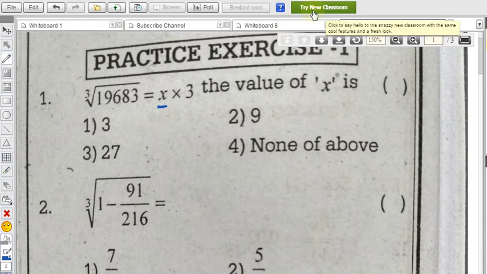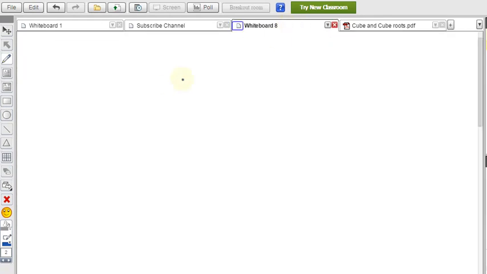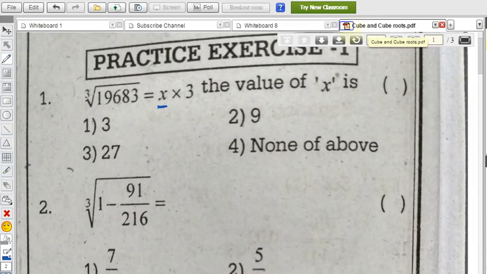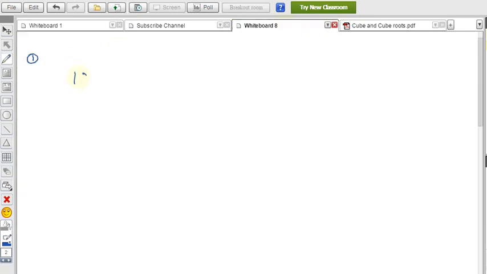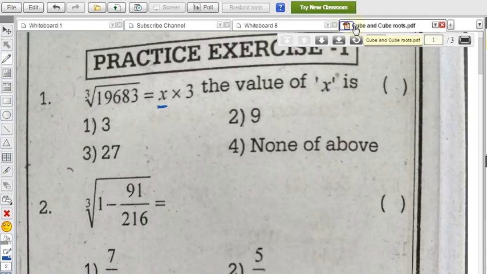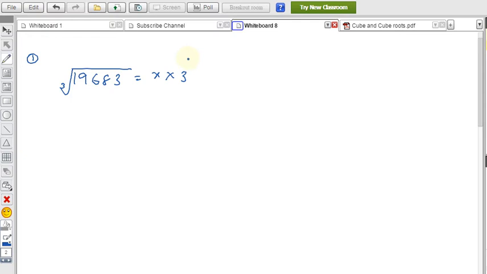So let me take this white page. The question they asked: x into 3 equals the cube root of 19,683. First we have to find the value of the cube root of 19,683, then we can find the value of x.